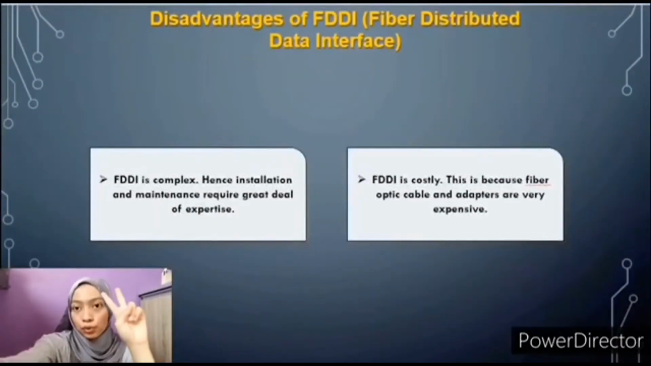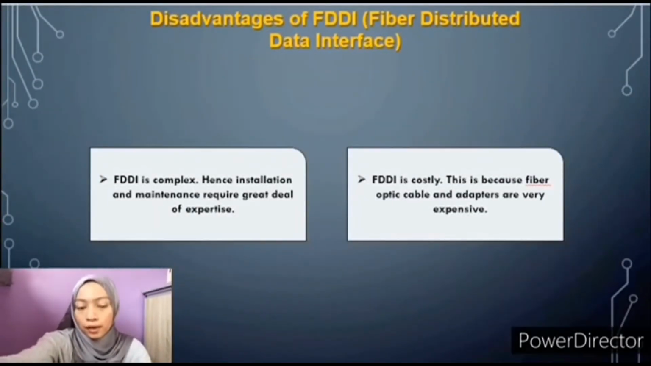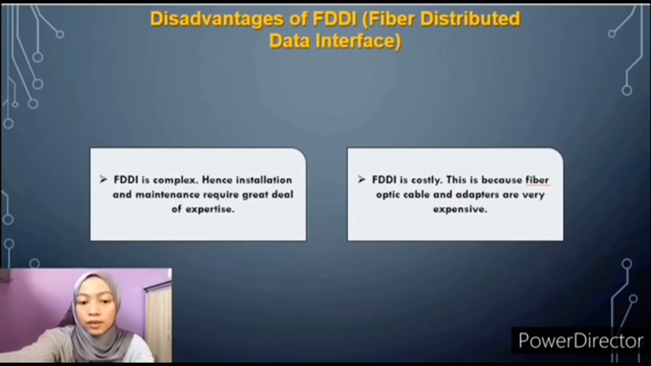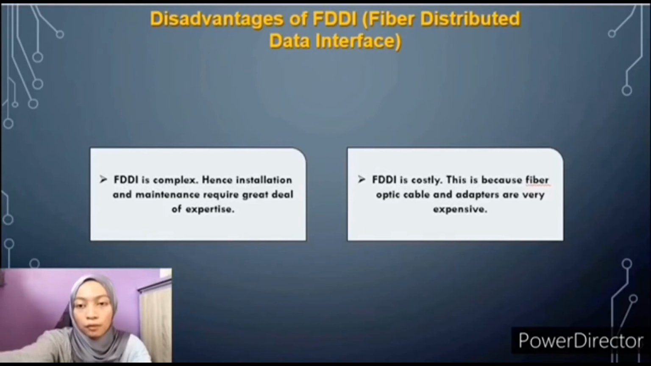Okay, we have two disadvantages of FDDI. First is that FDDI is complex, and second is that FDDI is costly. Why do we say that FDDI is complex? Because the installation and maintenance require a great deal of expertise, and FDDI is costly because fiber optic cables and adapters are very expensive.